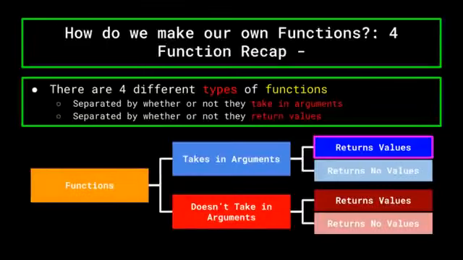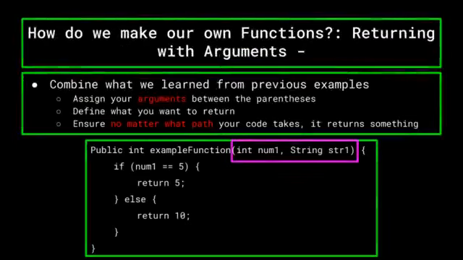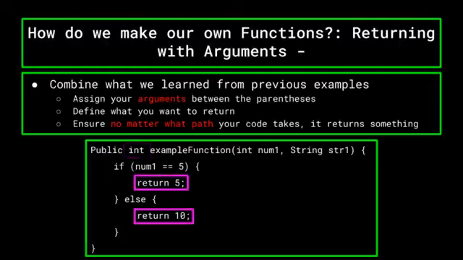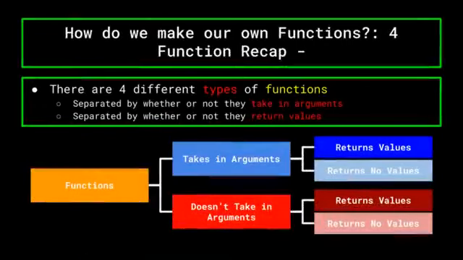The final type of function is one that returns variables and also takes in arguments, and for these, all you need to do is combine what we've learned from the previous cases. First, you assign your arguments in between the parentheses, making sure that you have also defined what type of variable you want to return, and then ensure that no matter what path the code takes, you're always returning that variable type. That concludes our discussion on functions.